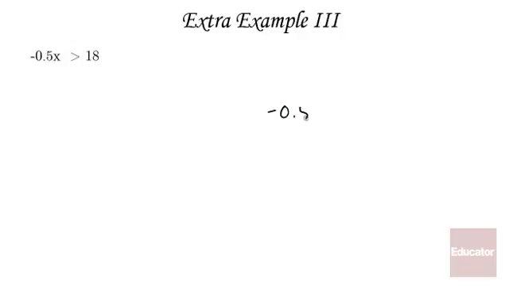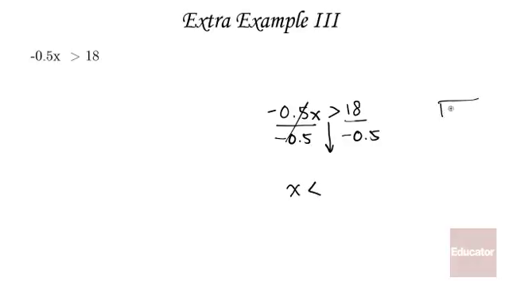Negative 0.5x is greater than 18. Now let's return to dividing by negative numbers. So I'm going to divide both sides by negative 0.5, negative 0.5. And I like to draw an arrow to remind myself that that inequality sign is going to be reversed due to dividing by a negative number. That cancels. X is less than now 18.